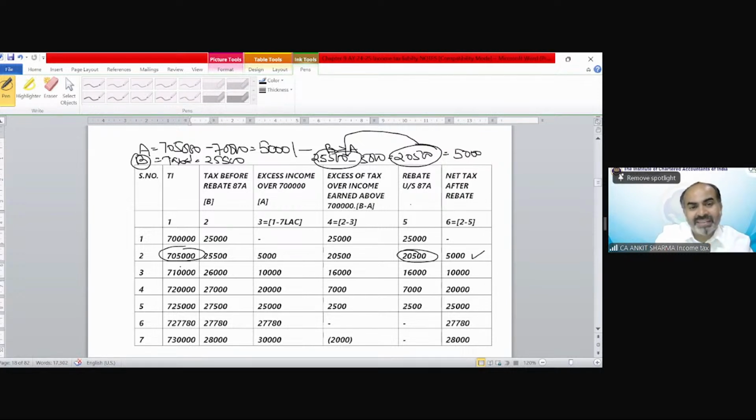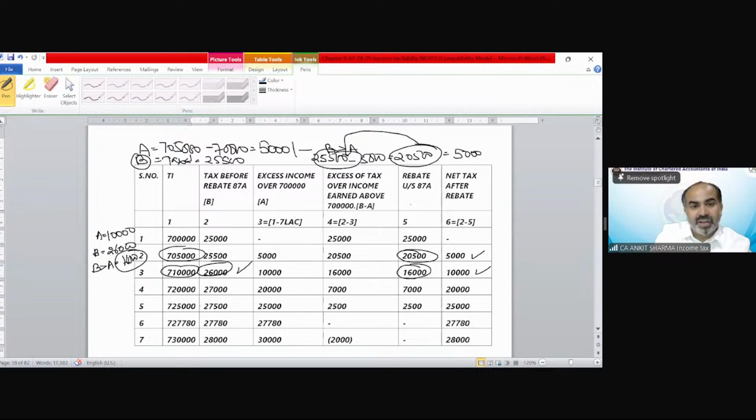In the second case, it's 7 lakh 10,000. So the difference in point number A would be 10,000. As simple as that. The tax liability on 7 lakh 10,000 would be 26,000. So B is more than A. How much? 16,000. So the rebate would be, you can see, 16,000. Deduct this 16,000 from the tax liability. So the difference would be my tax. 10,000 would be the tax.